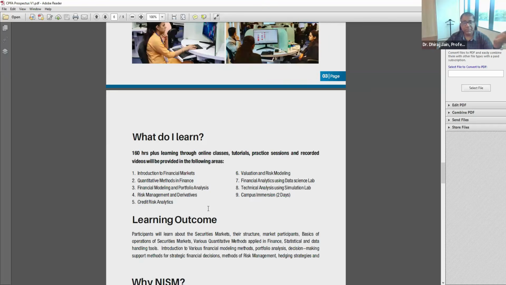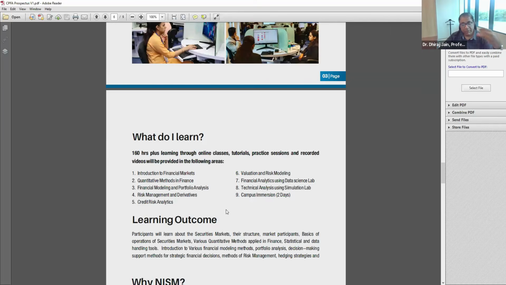Fourth, we'll be talking about risk management and derivative contracts. Derivative contracts are a very significant risk management tool and have become very popular. So the fourth module will be a basic on risk management and derivatives. The fifth module is on credit risk analytics. When we do investments, there's an element called credit risk. What are the analytics that are used in credit risk to value credit risk? Sixth module will be on valuation and risk modeling. So what are the various valuation methods, and how are risks modeled?